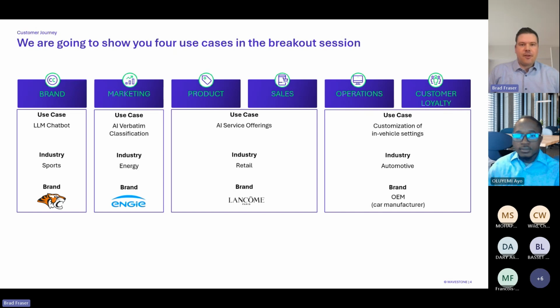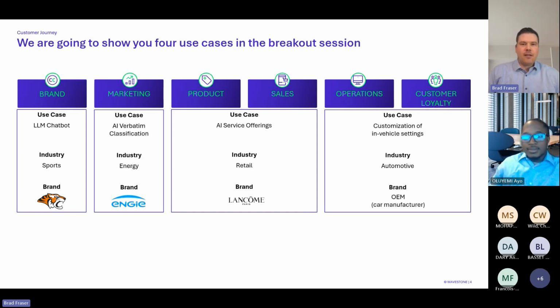Did anyone have a favorite use case? I particularly like the automotive use case. I could definitely see that being very applicable to consumers all over the world, just because it's adapting the preferences and settings based on obviously the user's driving history. Yeah, I wouldn't mind that in my car.